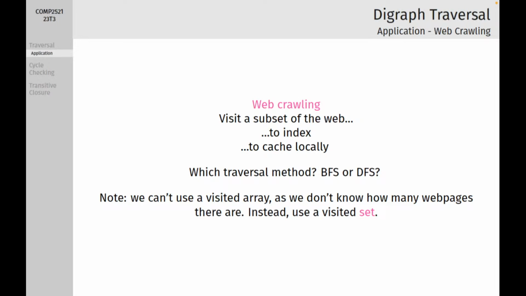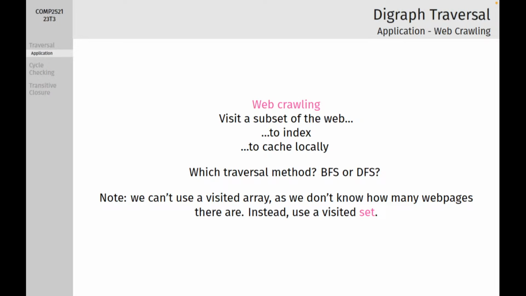One application of digraph traversal is web crawling. And what is web crawling? You start at a particular page on the web, and then you want to visit pages that are accessible via that page. So you start at some websites, then you follow the links to other websites, and then you follow the links on those websites to go to other websites, and so on. So the goal is to visit a subset of the web.